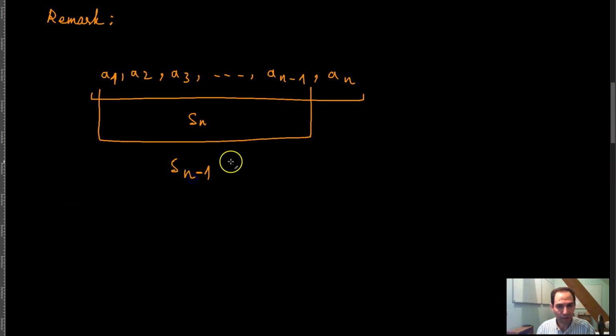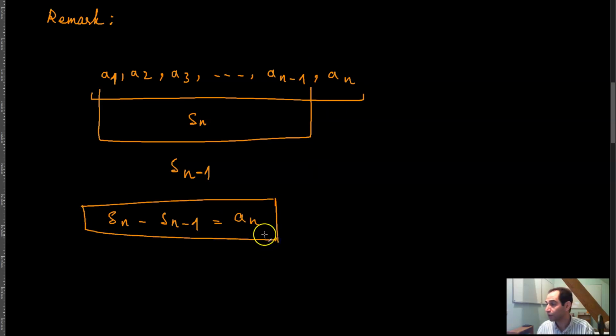And so if I write S of n minus S of n-1, of course that gives me A of n, right? S of n minus S of n-1 gives me A of n. So this is also something that you can use somewhere. Let's see how we can use it. Now let's consider some examples here.